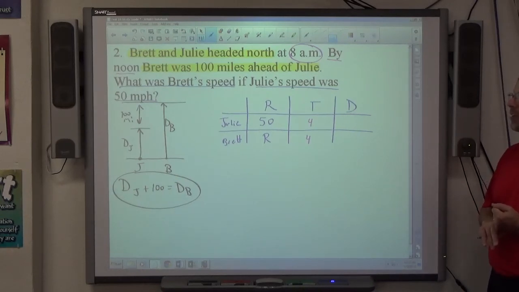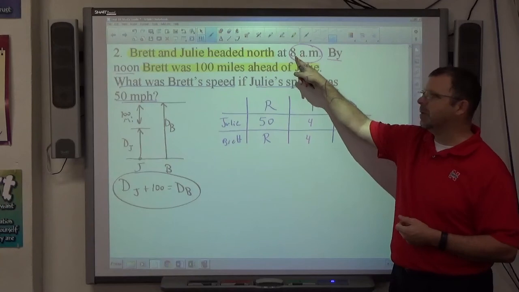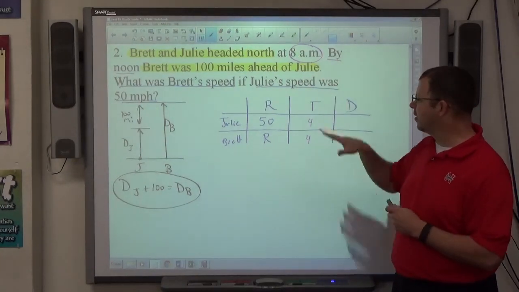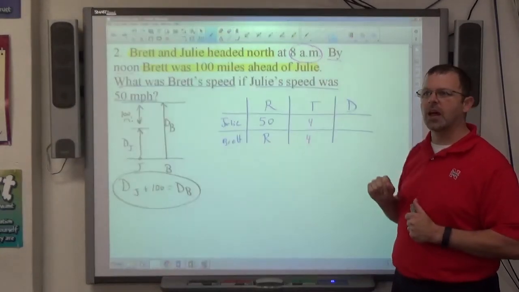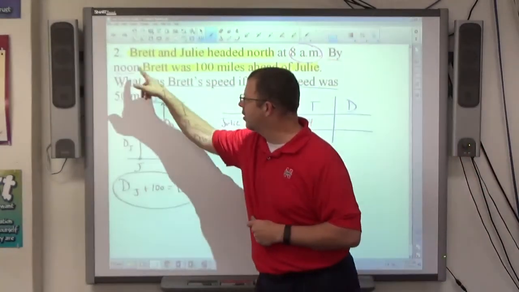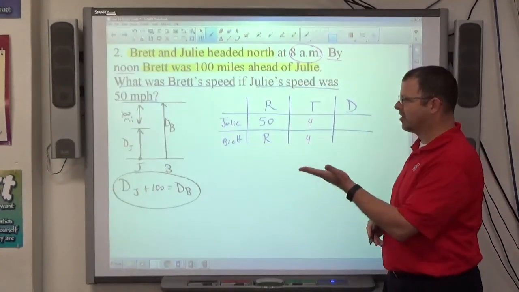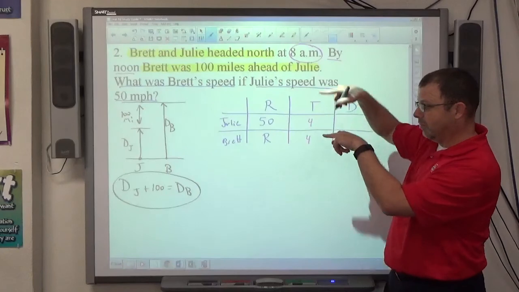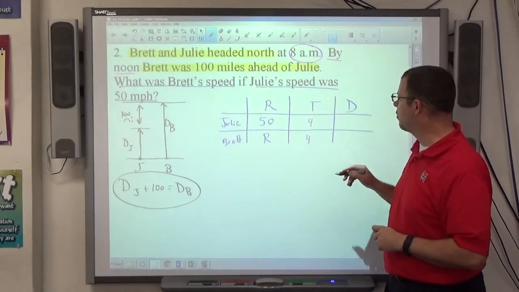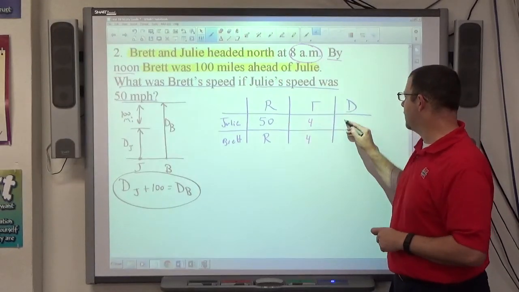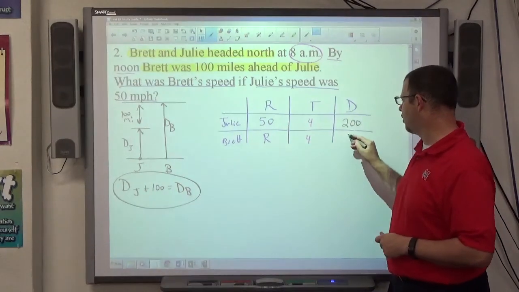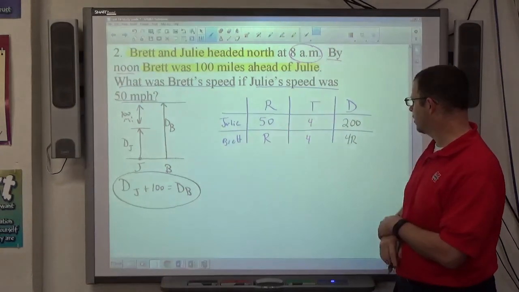And again, time is always elapsed time. I see a lot of people want to put 8 because it says 8 a.m. It's a time. But again, this is how much time passed, not what time it says on the clock. So 8 a.m. to noon is a 4-hour time. They started at the same time, and at noon they ended at the same time, so their times are both 4. Which gets me Julie's distance being exactly 200 miles. Brett's distance is only 4r miles, or exactly 4r.